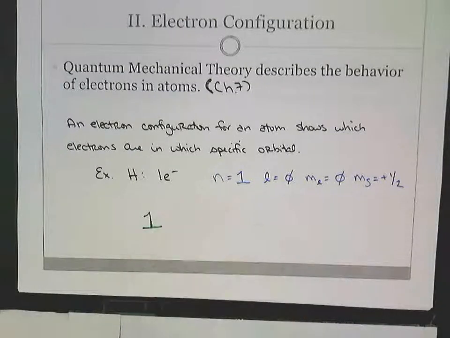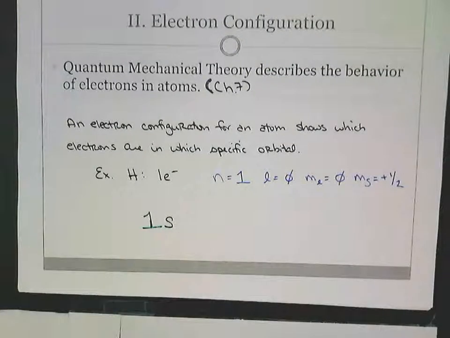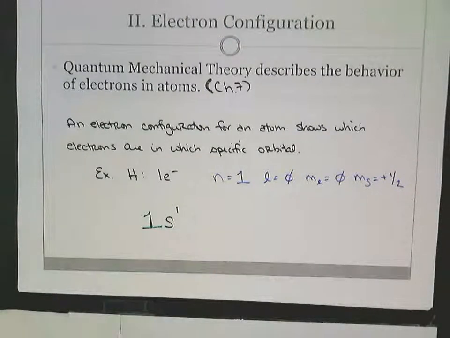I want to tell the reader what sublevel it's in. So what letter do I need to tell them? S. I now need to tell the reader how many electrons are in that 1s. So how many electrons do I have? So you give it a superscript. That tells the reader n equals 1, l equals 0, and there's only 1 electron in it.